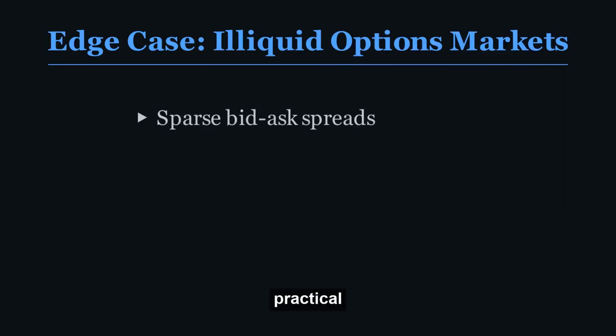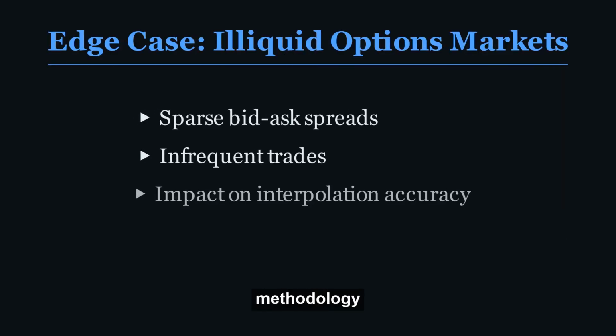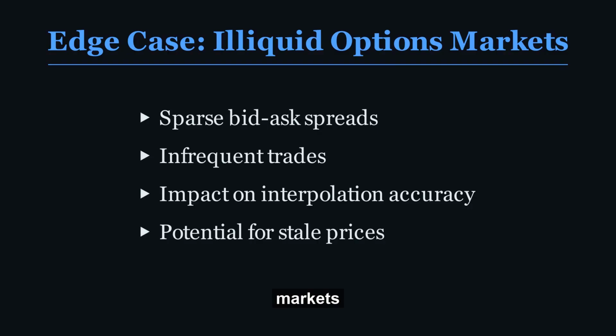A significant practical challenge arises when applying this methodology to assets with illiquid options markets. Unlike major indices, many individual stocks or ETFs have options that trade infrequently or with very wide bid-ask spreads. This sparsity of reliable data points can severely compromise the accuracy of the interpolation and extrapolation steps required to construct the continuous volatility curve. Stale prices, where the last traded price doesn't reflect current market conditions, further complicate the calculation, leading to potentially misleading implied volatility figures.